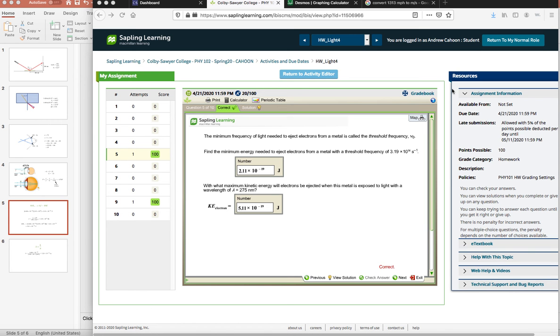All right, we're going to look at two problems from homework number 4. The problems we're going to look at are numbers 5 and 9. Number 5 is about the photoelectric effect. What we're looking for is the minimum energy needed to eject electrons with this given threshold frequency. And then if you shine light with this wavelength, what will the energy be?